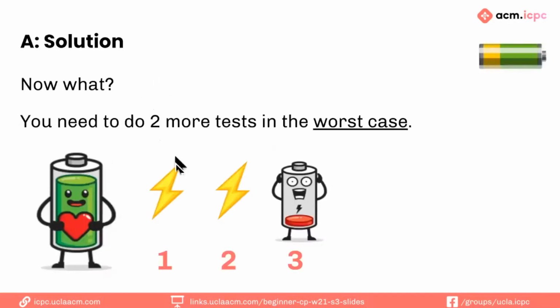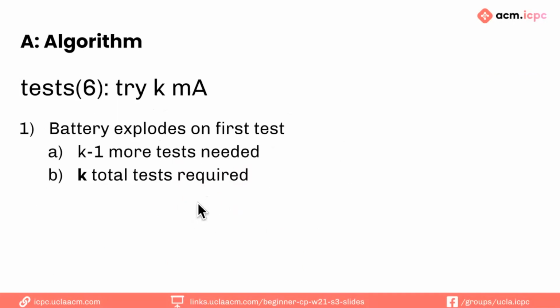And where that K minus 1 came from is that we had 3, and then all that's left is 2 and 1. So 3 minus 1 is 2 more tests needed in the worst case. And then that plus your first test gives you K total tests required. And so this hopefully shows we're starting to build up an algorithm where, in this case, we need K tests.